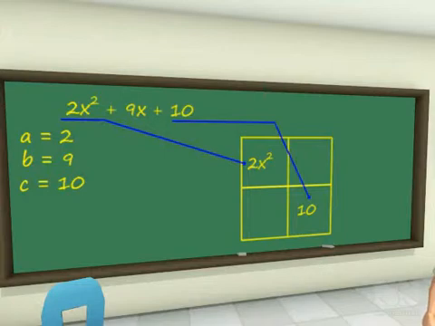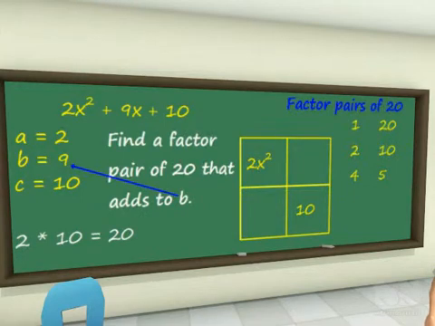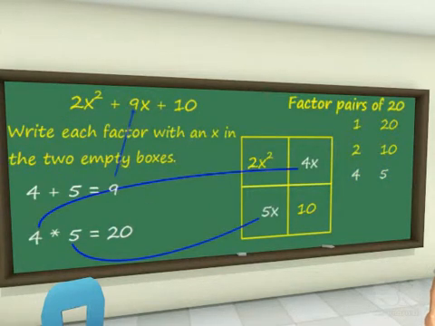Next we multiply a and c. In this case, since a is 2 and c is 10, the product is 20. Now we look for a factor pair of 20 that also has a sum equal to b. Since b is 9, the sum of the factor pair needs to be 9. So we need to write the factor pairs of 20. Now we pick a pair that adds to 9. 4 plus 5 adds to 9, so we choose that pair.